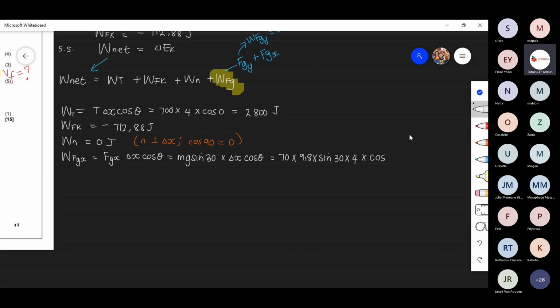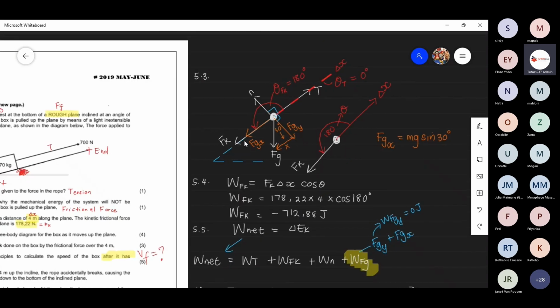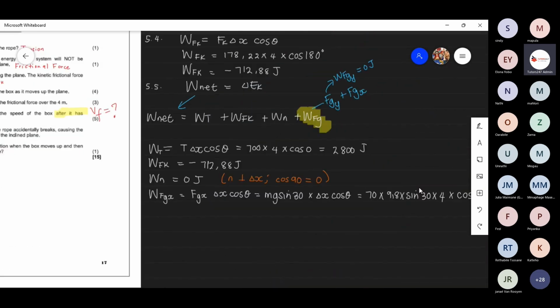Now, let us go back and try to identify what our angle is. We can see that Fgx is moving on top of Fk, so it's going to have the same angle. So our angle theta of Fgx is going to be the same as our kinetic friction because it's moving in the same direction. So there's going to be the same angle between displacement and Fgx. That is 180 degrees.